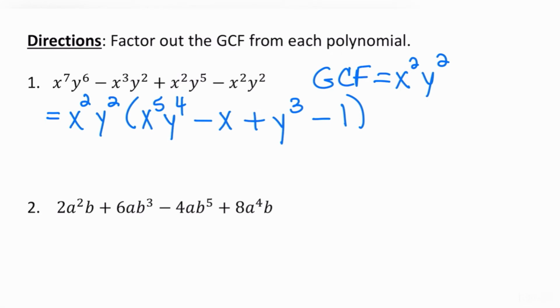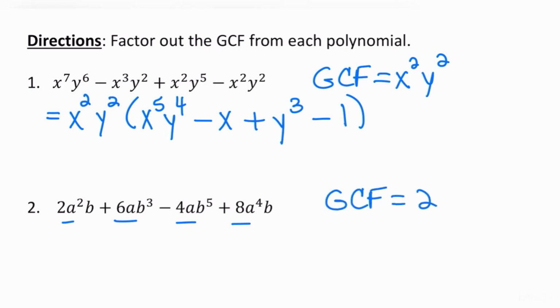In question number 2, we're going to do exactly the same thing. We're going to ask ourselves, are all of the coefficients divisible by the same number? And if they are, what's the biggest number they are all divisible by? In this case, the numbers are 2, 6, 4, and 8. And the largest number that they are all divisible by is the number 2. So 2 is going to become part of my GCF.